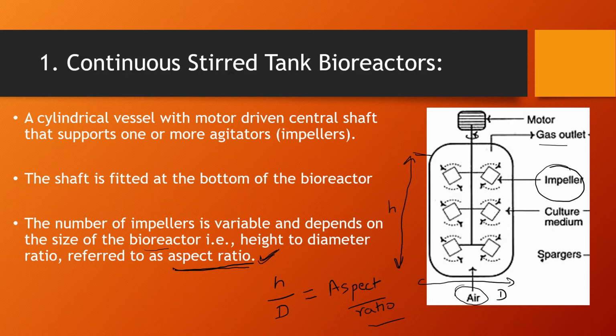The aspect ratio of stirred tank bioreactors is generally between 3 to 5. For animal cell culture, remember, animal cell culture, the aspect ratio is usually 2 or less than 2.